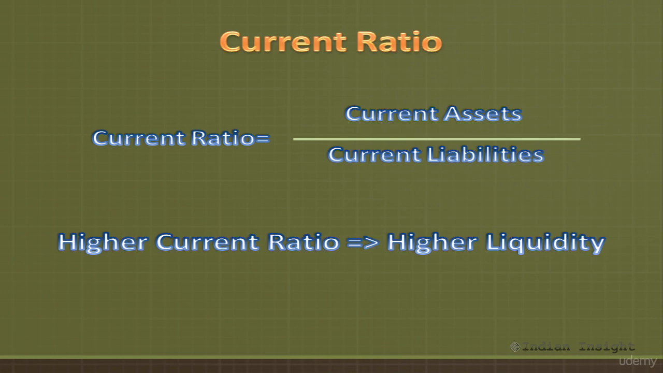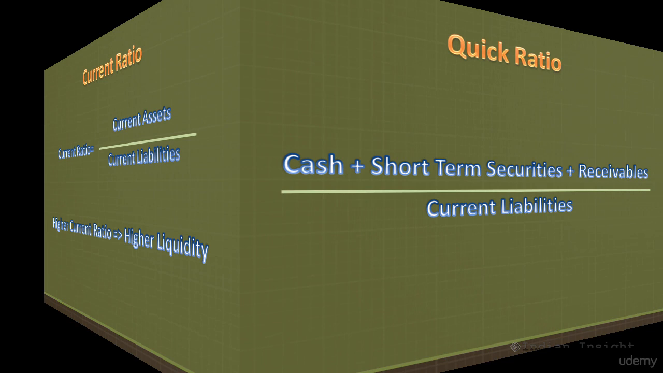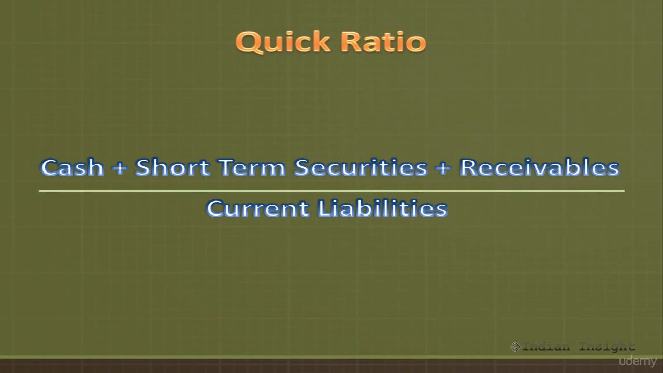A high value of current ratio reflects a higher level of liquidity, which implies greater ability to meet short-term obligations. A current ratio of 1 indicates that the book value of its current assets exactly equals the book value of its current liabilities. A lower ratio indicates less liquidity, implying greater reliance on operating cash flow and outside financing to meet short-term obligations. The next ratio we'll look at is the quick ratio.